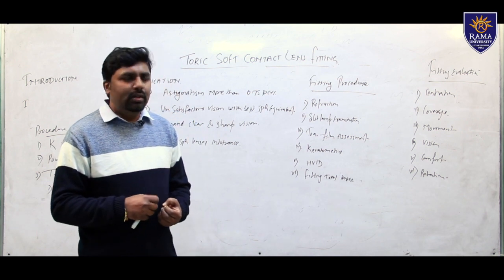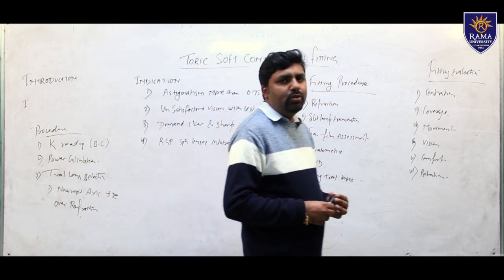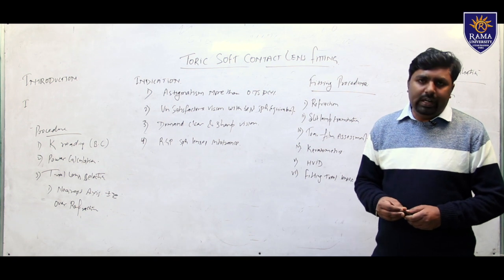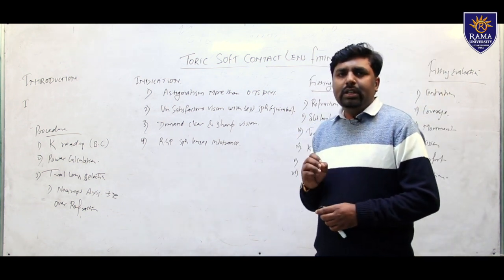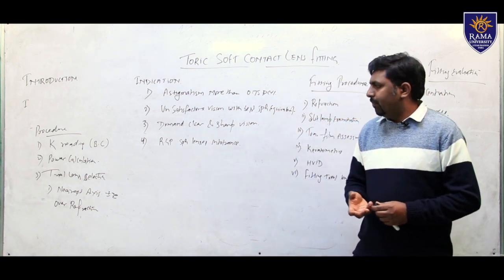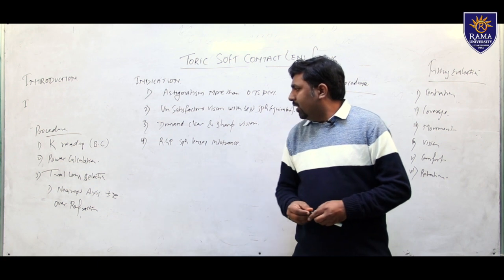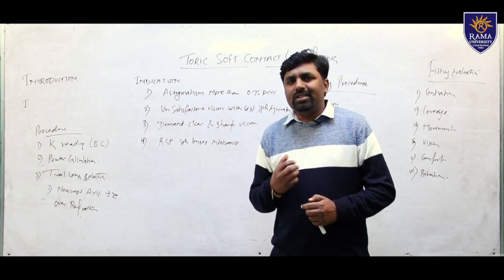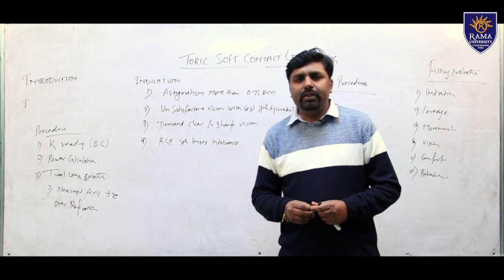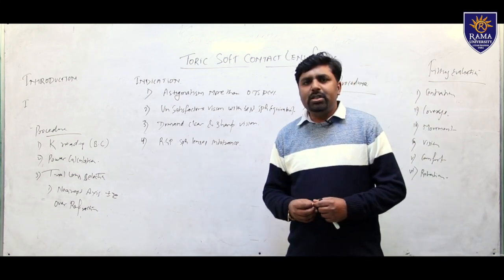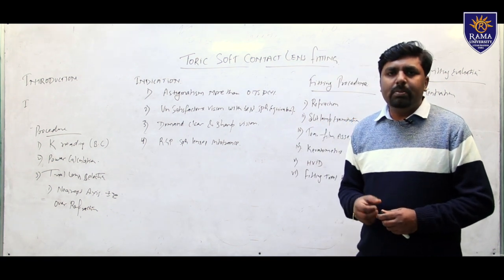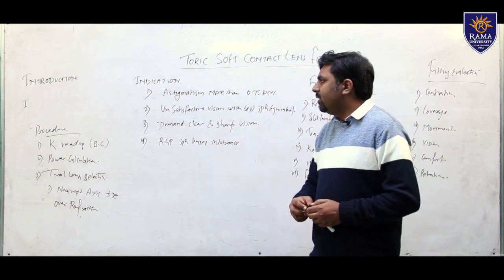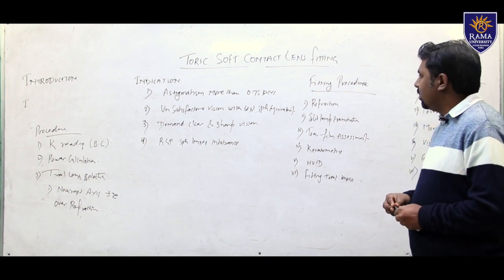And why is this required? When astigmatism is more than 0.75 diopter cylindrical and there is unsatisfactory vision with the base spherical equivalent. When vision is not clear with the spherical power, then we require toric lenses, or when the patient demands clear and sharp vision. Or when the RGP is not comfortable or not tolerable, then we require toric soft contact lens fitting. These are the indications where we can fit toric soft contact lenses.